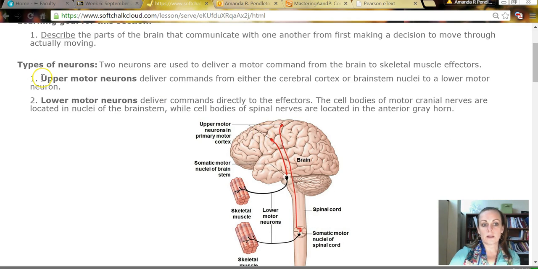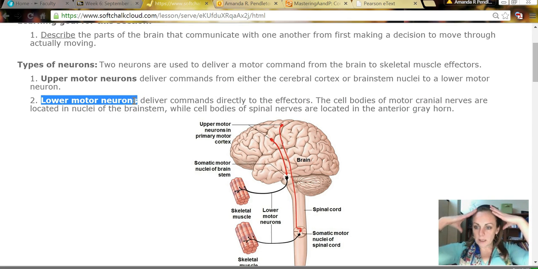We have what's called an upper motor neuron. It's going to be more superior. We have a lower motor neuron. That's generally going to be more inferior. Now keep in mind that we start in the brain and we send the nervous impulse out to the periphery. So it's the opposite direction of a sensory impulse.